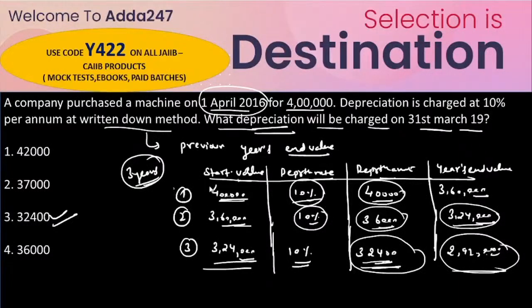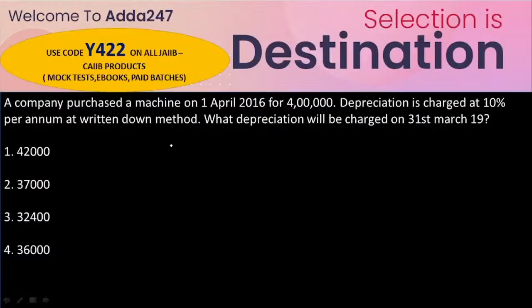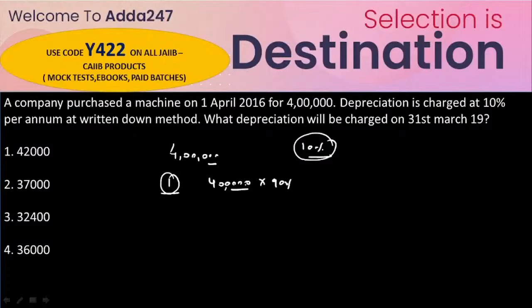Now understand another way of solving these kinds of questions. The value given here is 4 lakh, and we know that 10% will be depreciated. So if we are talking about the first year, our machine value would now be 90%. Either say it is 10% depreciated, or say it is 90% value.